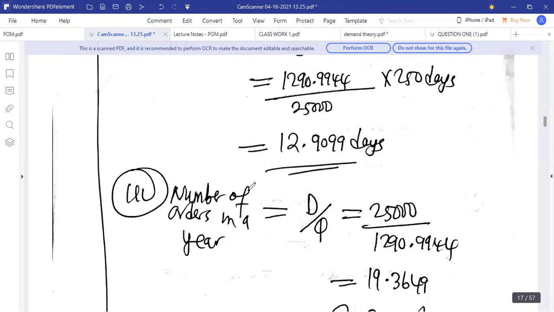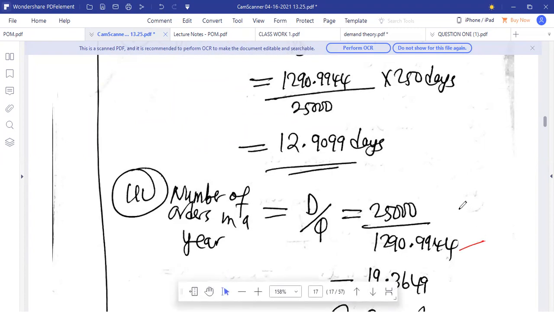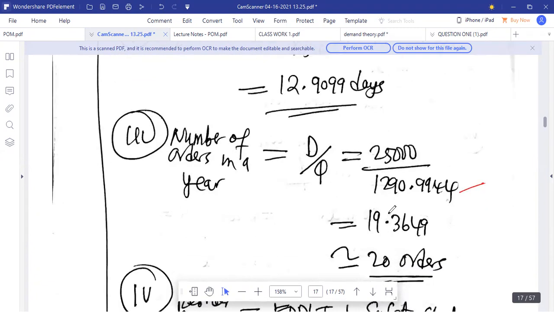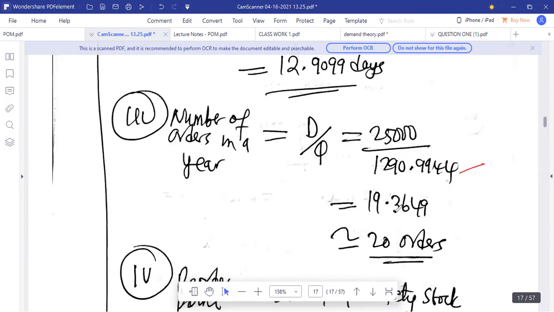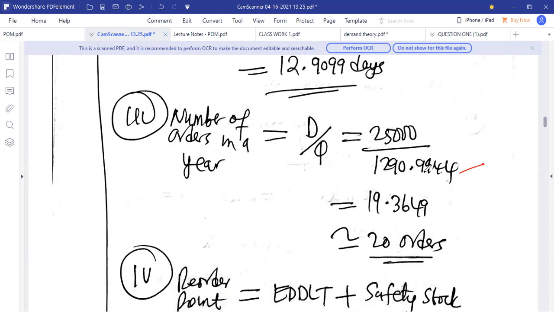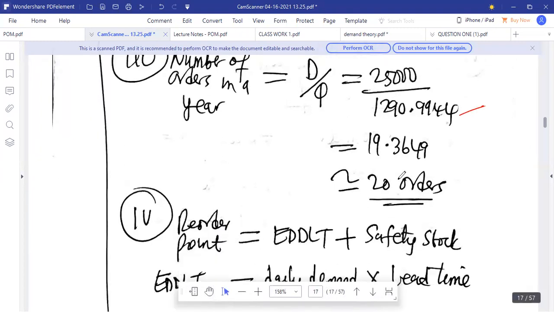The whole number of orders in a year, how many times can you order in a year? At the time we are ordering 1,290.99. Then our annual demand is 25,000. So meaning number of orders in a year, so approximately you can just say 20 orders. So at the time you're ordering 1,290.99 and you want to meet the annual demand of 25,000. So number of orders in a year is approximately 20.